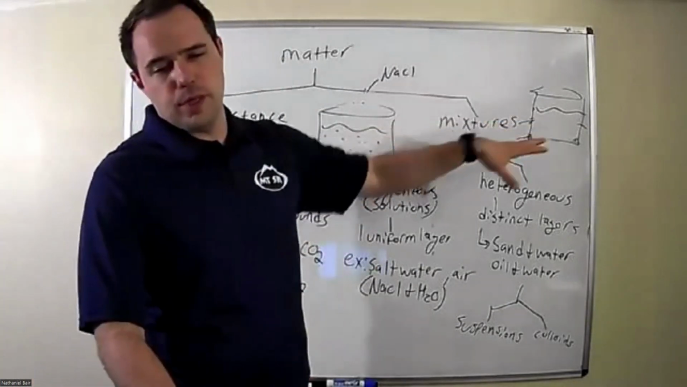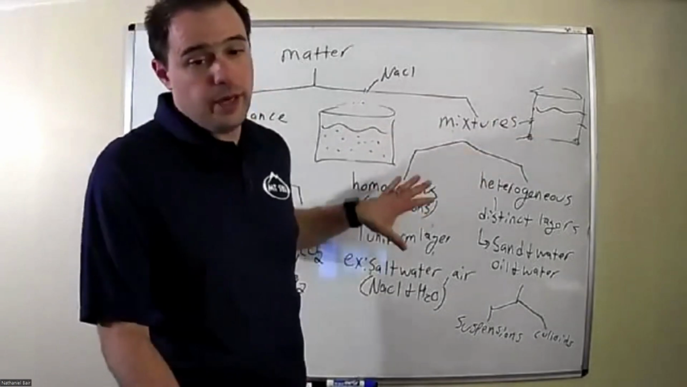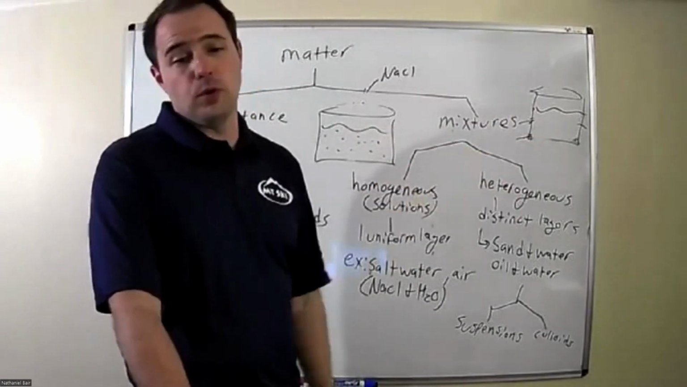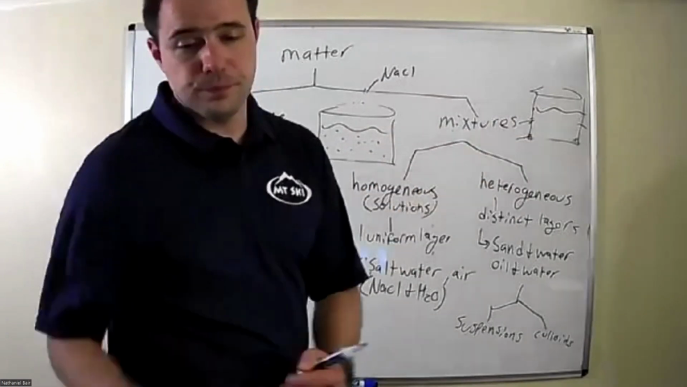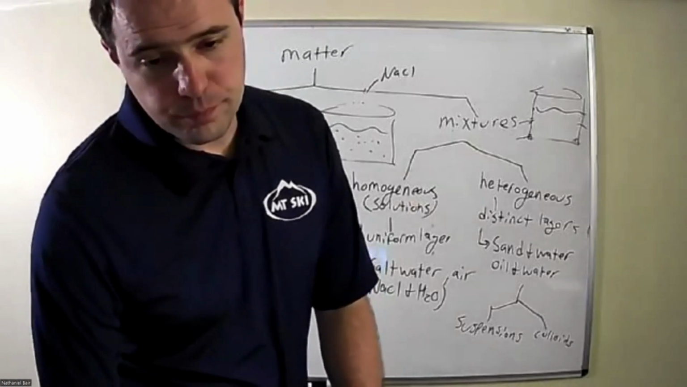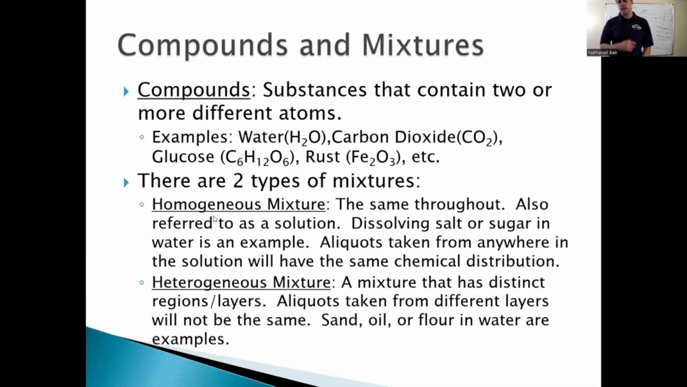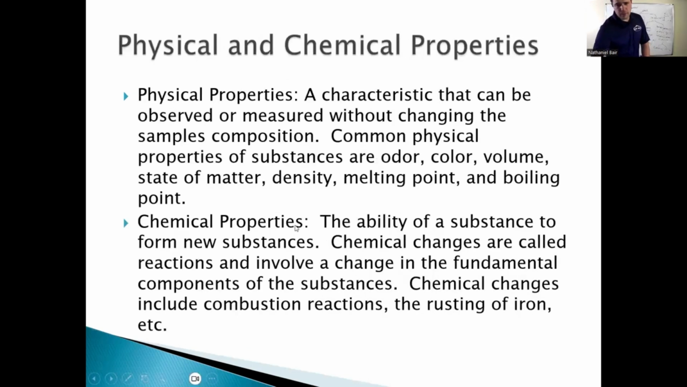And if you're impure, you're a mixture: just one layer, a homogeneous mixture or solution, or you got multiple layers, you're heterogeneous. Cool. So that's what that slide is saying right there. Homogeneous, heterogeneous. There we go. All right, chemical physical properties. Let's do it.